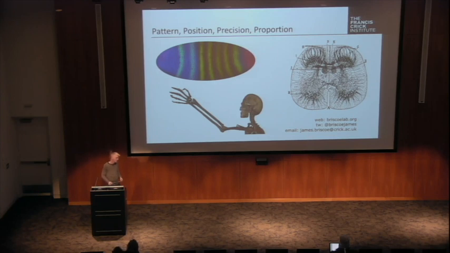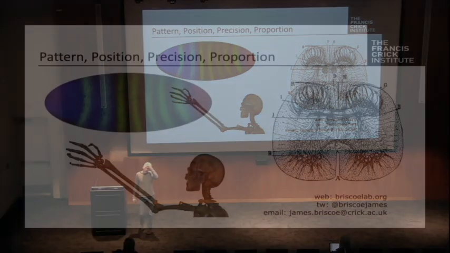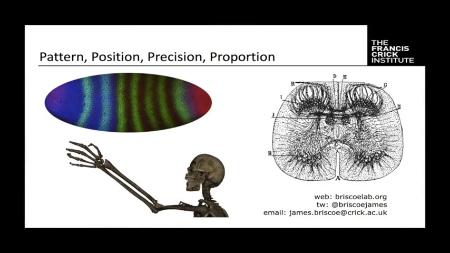As a developmental biologist, what I'm interested in is understanding how tissues make the right cells in the right place at the right time and in the right numbers. I think of this as the 4 Ps of developmental biology: pattern, position, precision, and proportion. Whether we're talking about a Drosophila embryo, the order of digits on your hand, or the different types of neurons in your nervous system, function follows form. You need the right cells in the right place in order for the tissues to function properly.